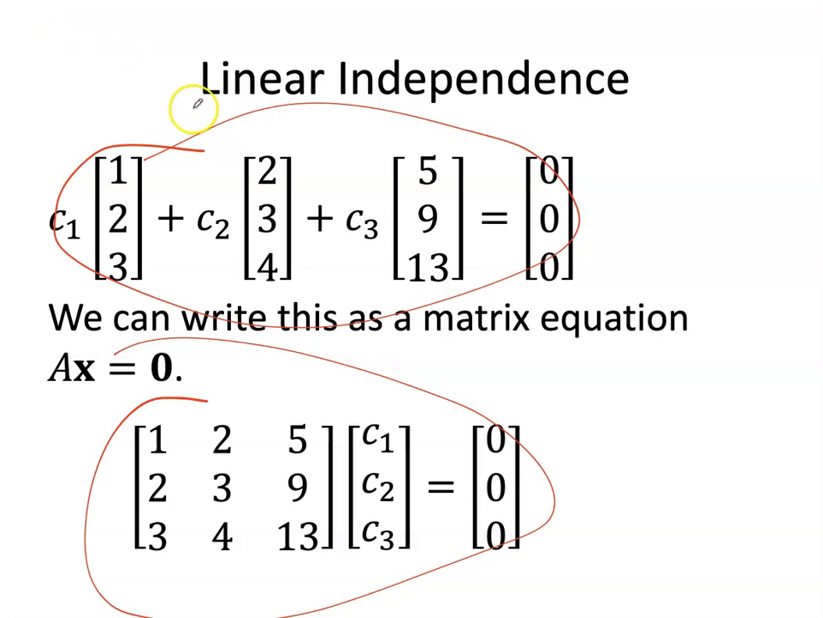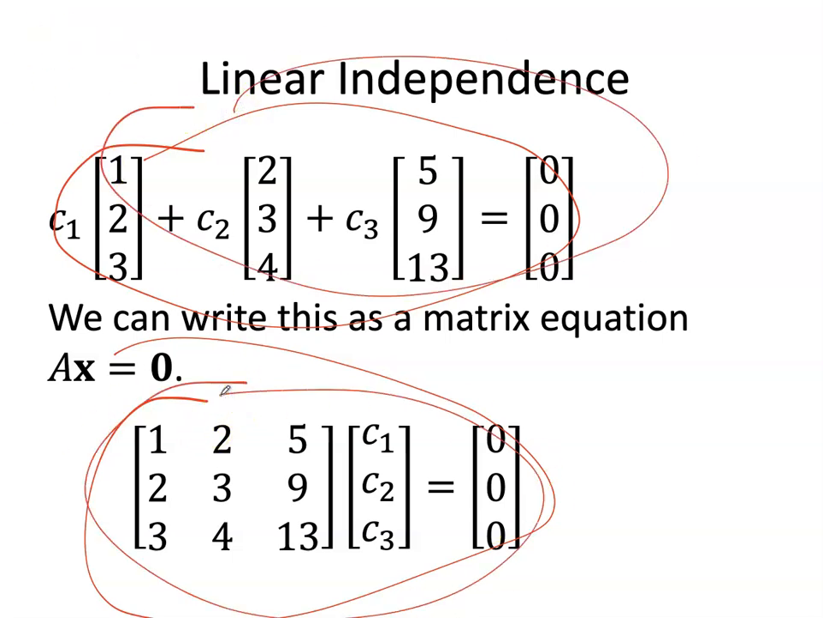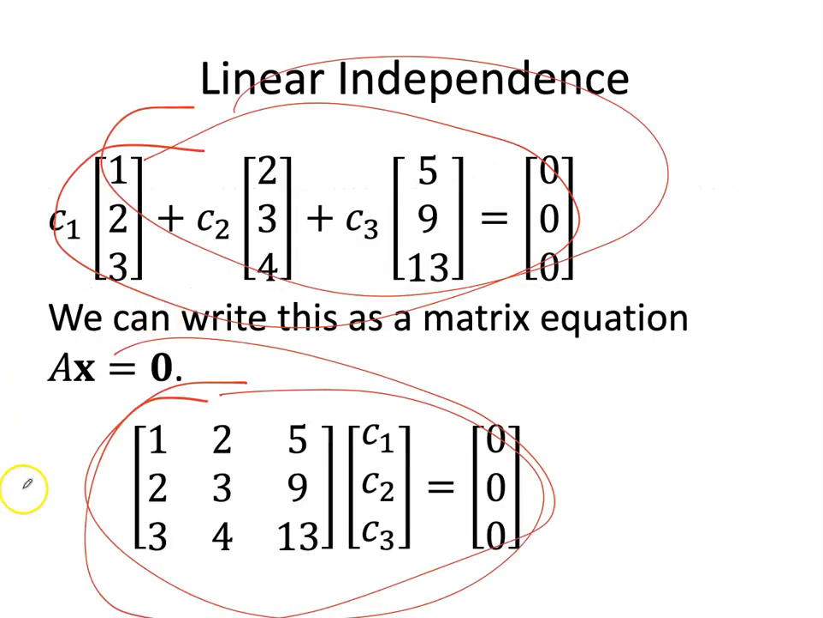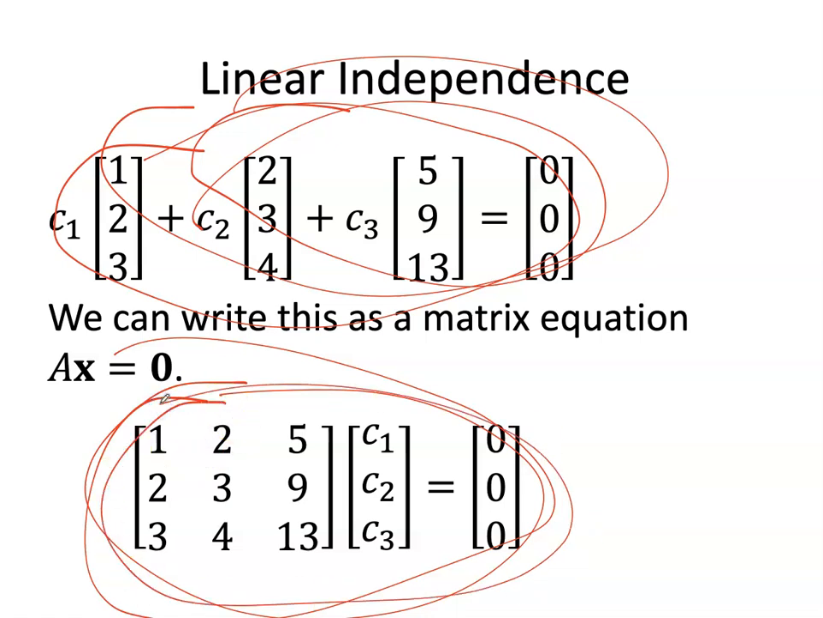So if this has a non-trivial solution, that means this is going to have a non-trivial solution. And that's why a homogeneous linear system AX equals 0 has only the trivial solution if and only if the column vectors are linearly independent. Because if these vectors are linearly independent, that means that the only solution to this is going to be the trivial solution, which means the only solution to this is going to be the trivial solution.